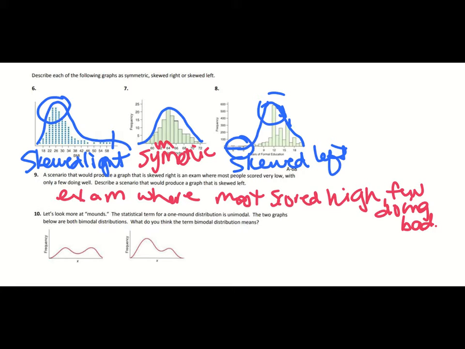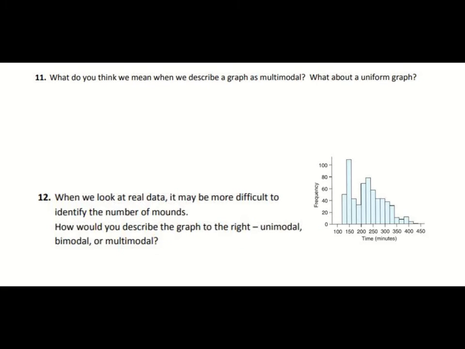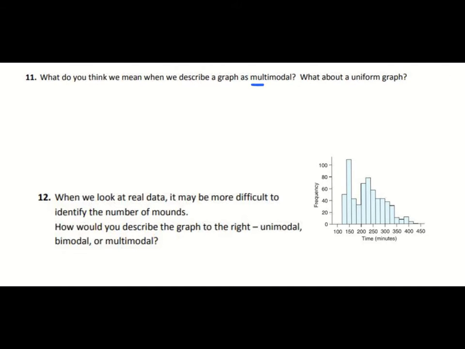Number 10, let's look at more mounds. The statistical term for one mound is unimodal. Two mounds is bimodal. What do you think the term bimodal means? The term bimodal means two, so bimodal means two mounds. What do you think we mean when we describe a graph as multimodal? Multimodal means you're going to have more than two mounds.